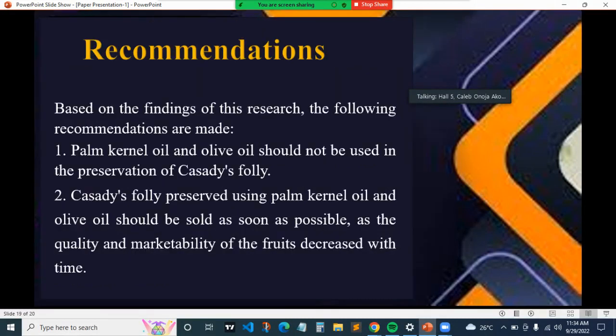So we brought out two recommendations. We recommended that palm kernel and olive oil should not be used in the preservation of Casady Folly tomato. And also we recommended that Casady Folly preserved with palm kernel and olive oil should be sold as soon as possible, as the quality and marketability of the fruit decreased with time. So these were the recommendations we brought out at the end of our research.